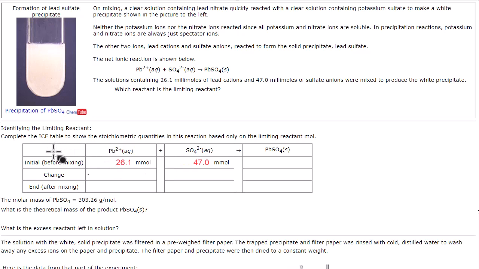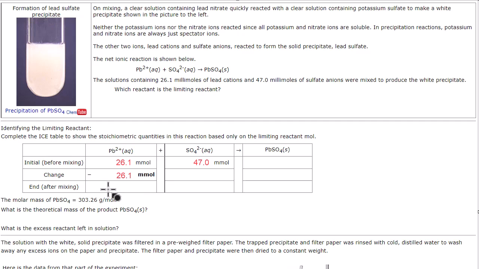In an ICE chart, when we have both reactants, we find which one we run out of first, and that's going to be the one that has the fewer number of moles when we have a one-to-one relationship. If there are some coefficients, you divide by the coefficient to find out the smaller, the limiting reactant. So if the lead is the limiting reactant, it's going to be the stuff that's used up, and the amount that's used up, notice I've got a negative sign here.